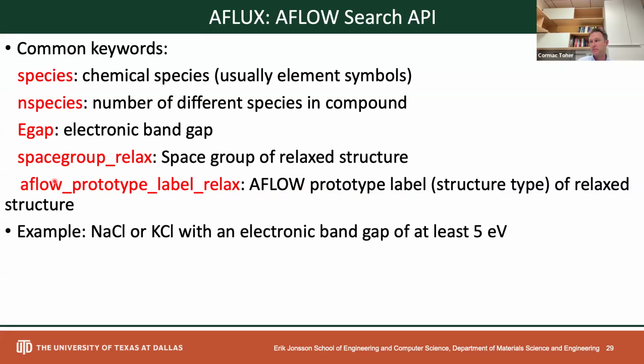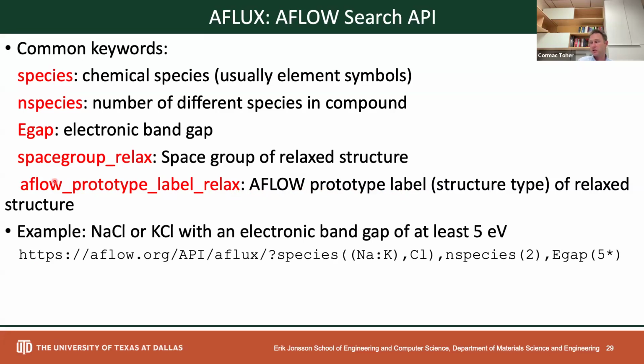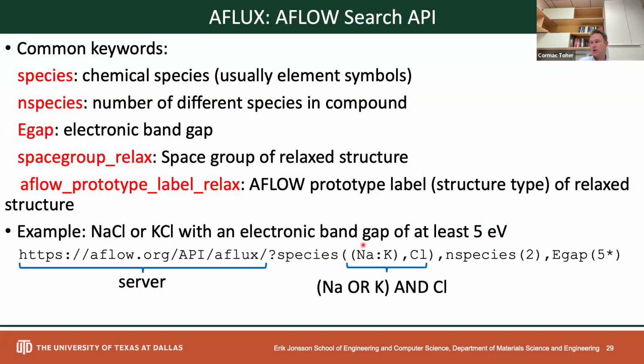If we want to look at some examples, let's say we want sodium chloride or potassium chloride with an electronic band gap of at least 5 electron volts. Here we have our server. Our first keyword is species, and within these parentheses we set sodium or potassium. It evaluates this sodium or potassium first, and chlorine, so this will give you sodium chloride or potassium chloride. The number of species is 2, and a band gap greater than 5 electron volts.